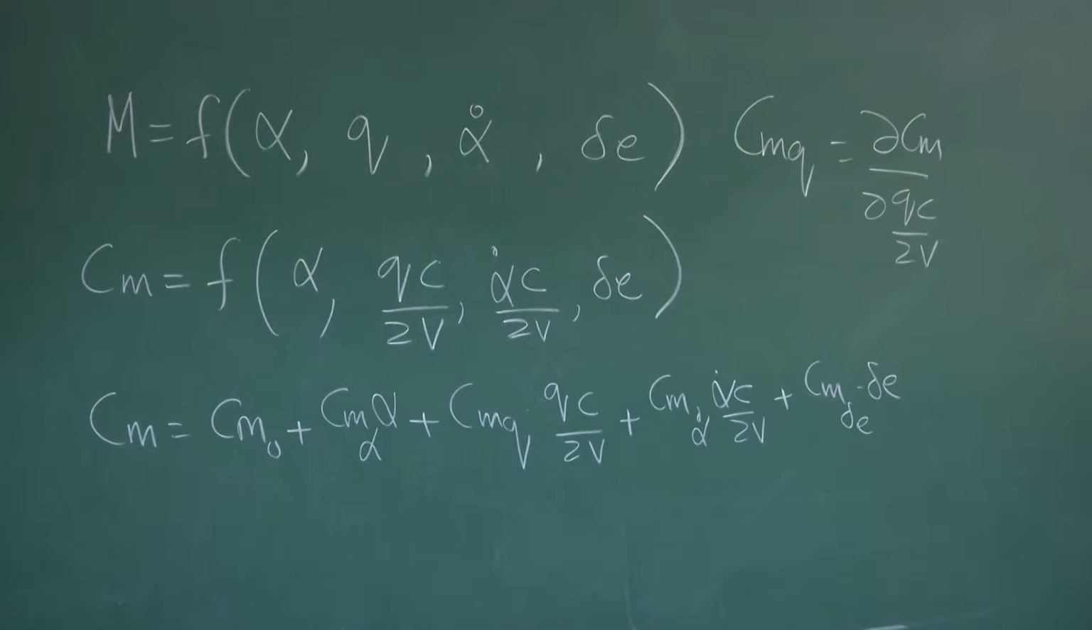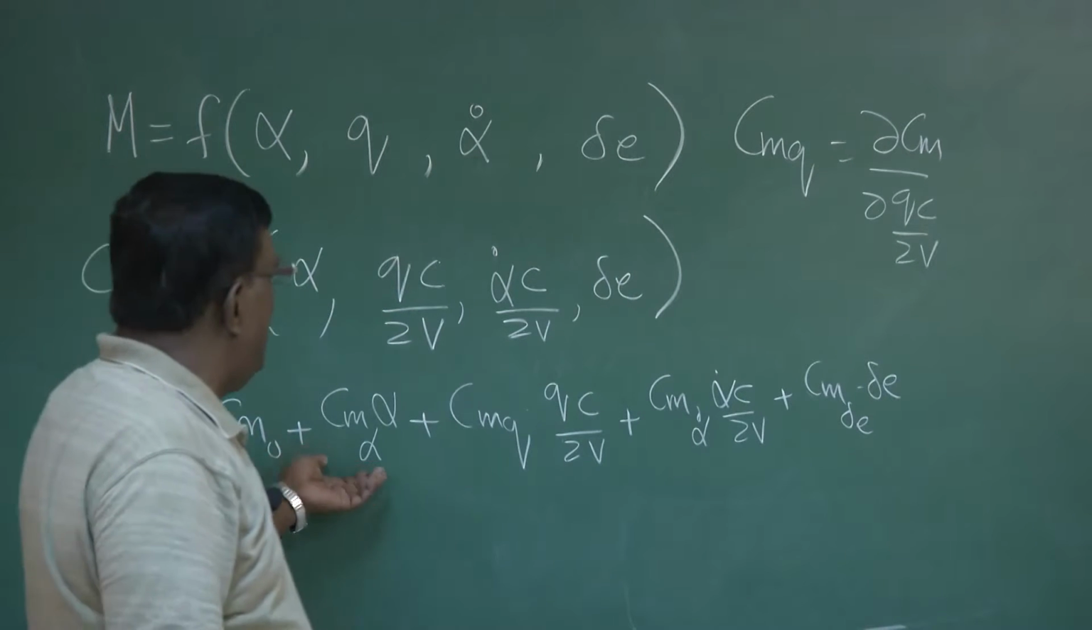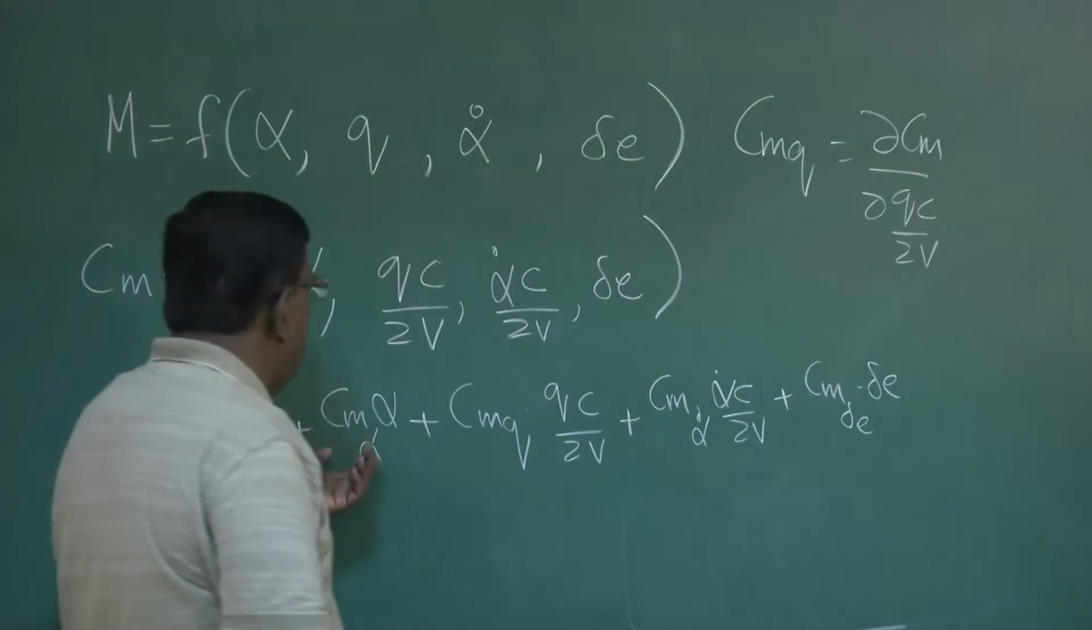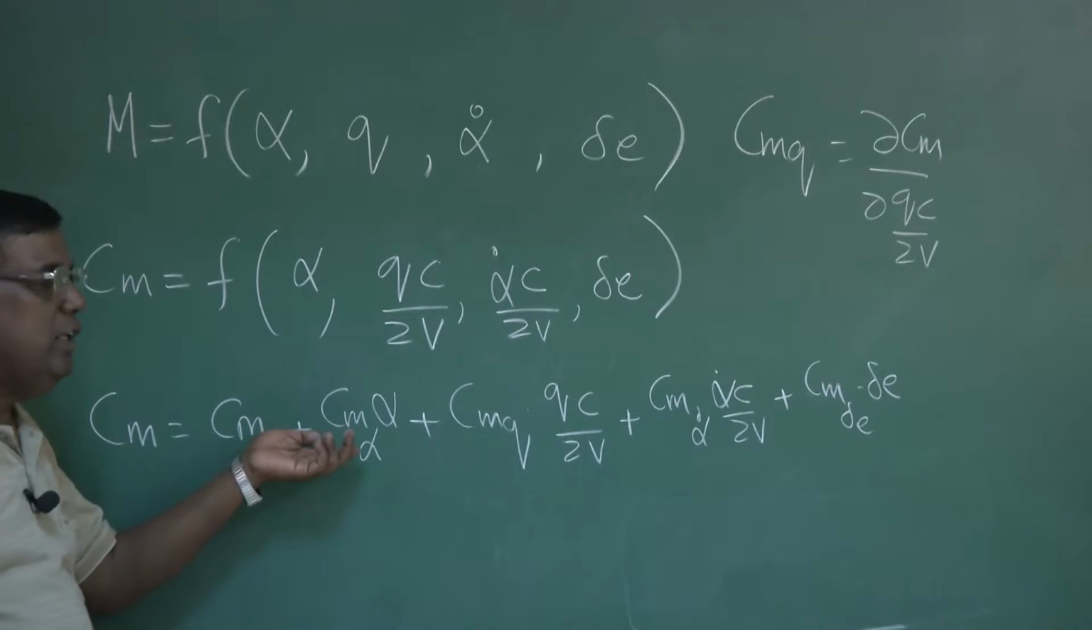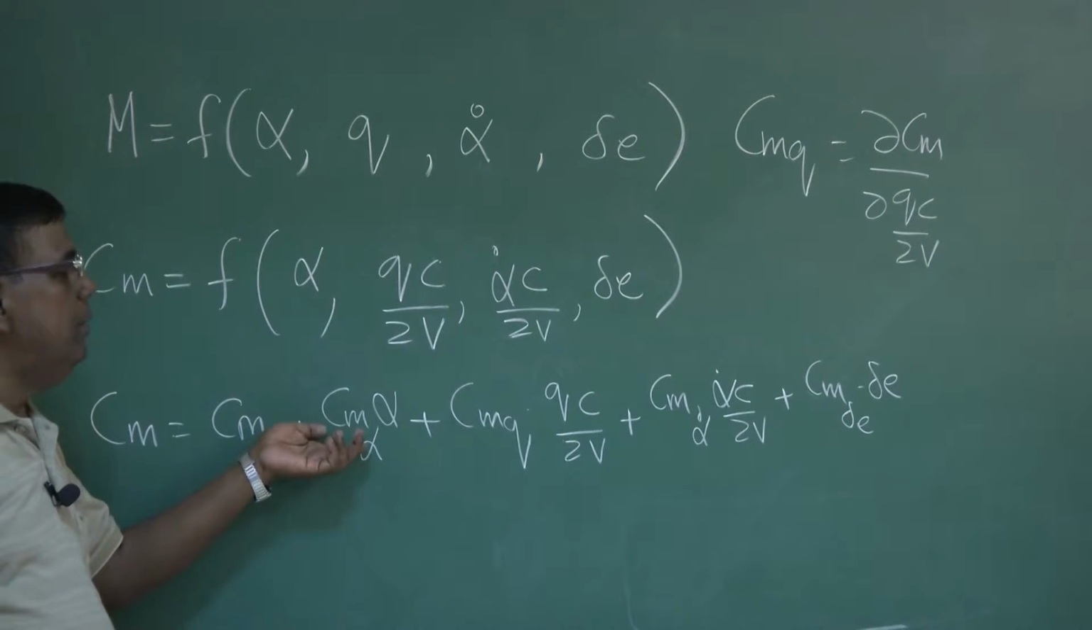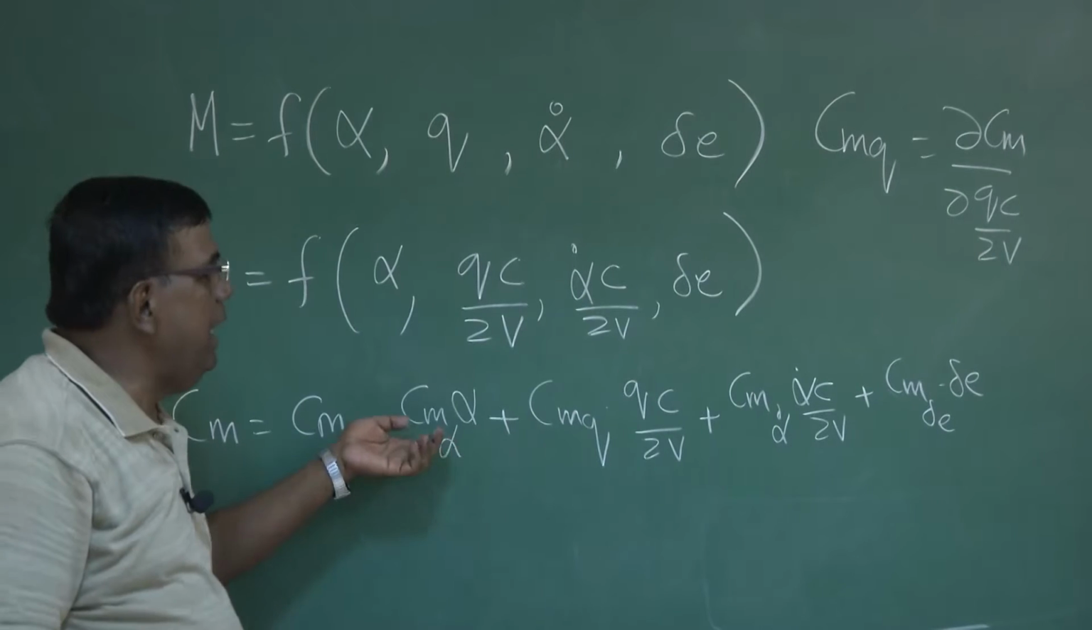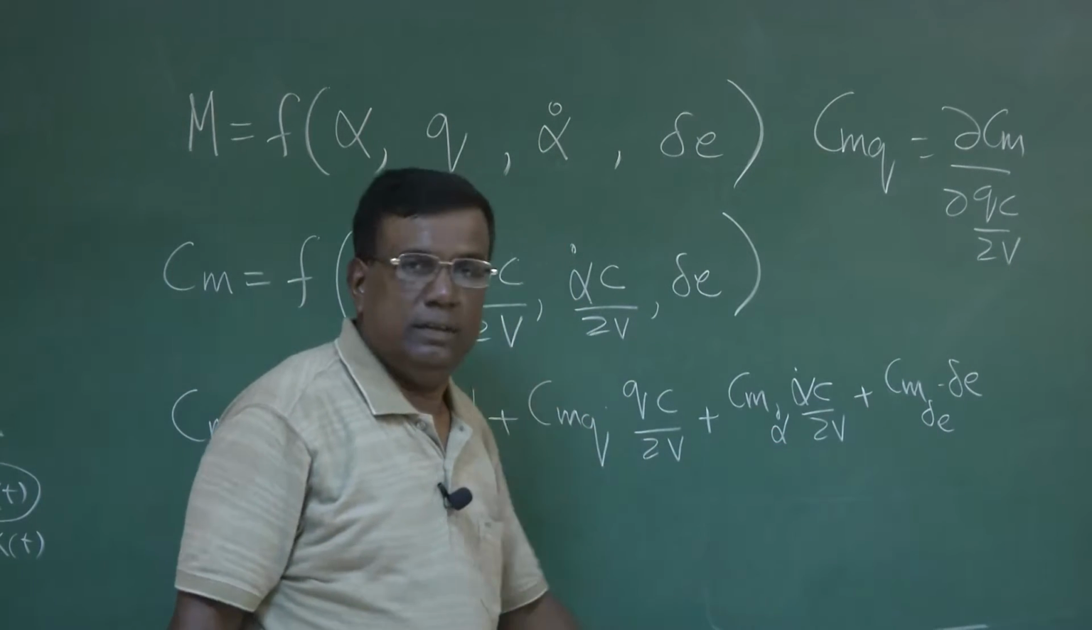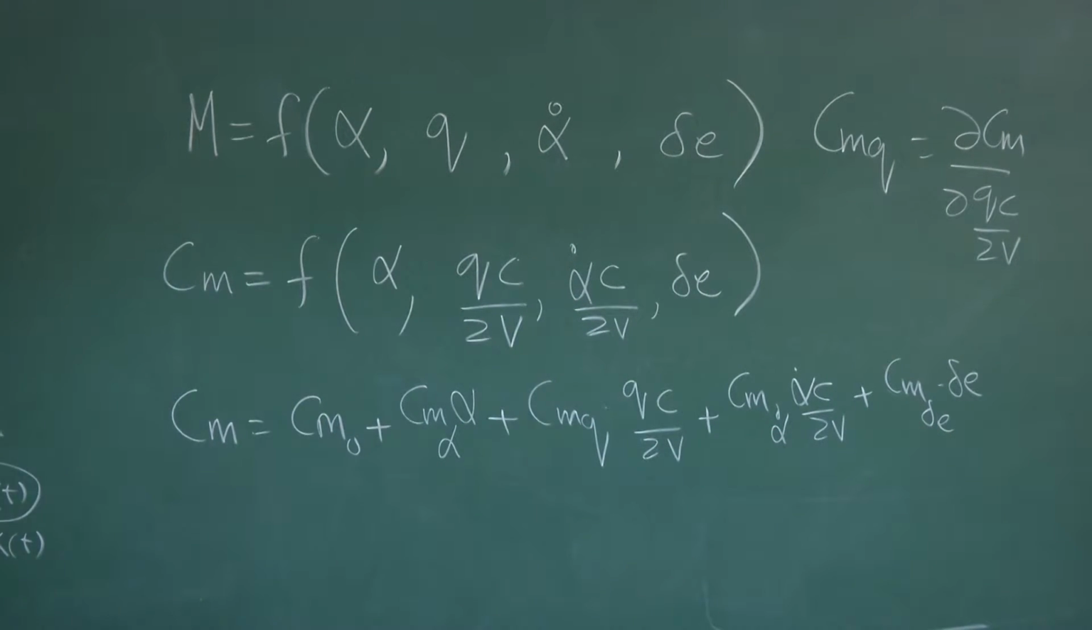Similarly, Cm alpha dot is dCm by d alpha dot c by 2v. Similarly, Cm delta E. These are the partial derivatives. What is the meaning of Cm alpha? It is the change in Cm per unit change in alpha, holding other variables constant. Right? So this is a partial derivative.